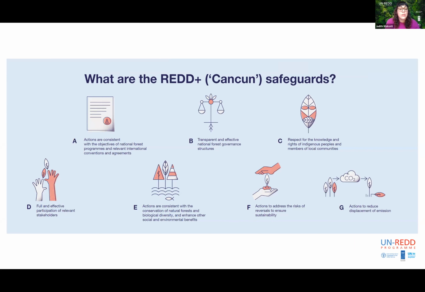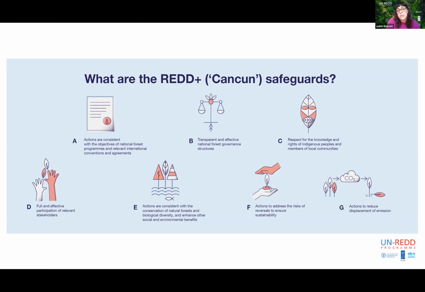Safeguard A relates to REDD+ actions in a country being consistent with other objectives in terms of national forest programs and international conventions and agreements. So this could be ensuring that the REDD+ national strategy or action plan in a country is also helping to promote a country's work on sustainable development goals, or can be in line with a country's commitments to the Convention on Biological Diversity. Safeguard B is focused on transparent and effective national forest governance structures.